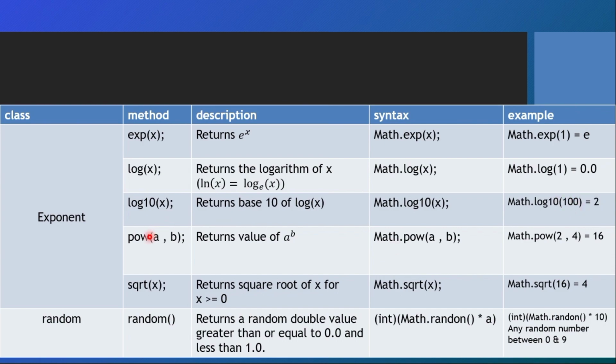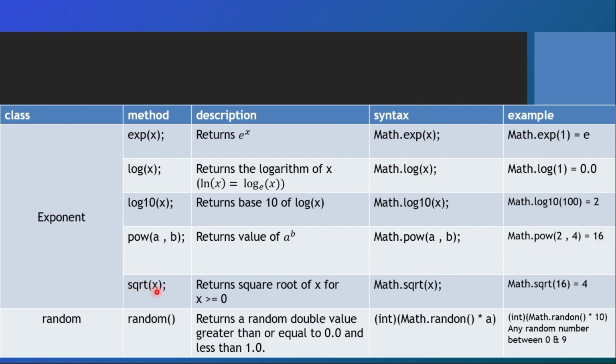And then you got the power method, a comma b, and it returns the value of a raised to the power b. And you can invoke that by using the syntax math.pow(a, b), and then you close the instruction there. For example, let's just say math.pow(2, 4), and it raises 2 to the power of 4, which is 16.